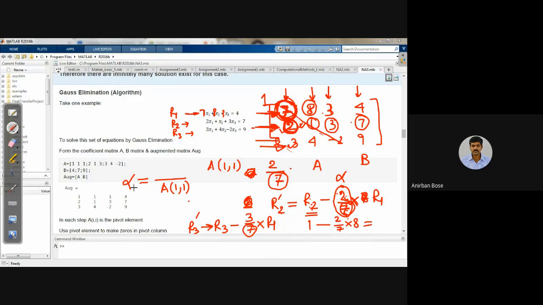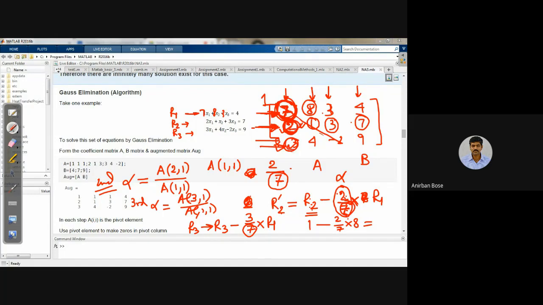Okay, so for the second row, what is the value of alpha? That is this value. What is it for the third row? What is the value of alpha? That is 3. Okay, that means for the second row it is basically A21, and for the third row, alpha is A31.